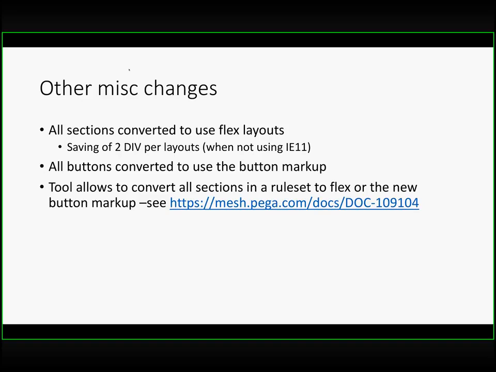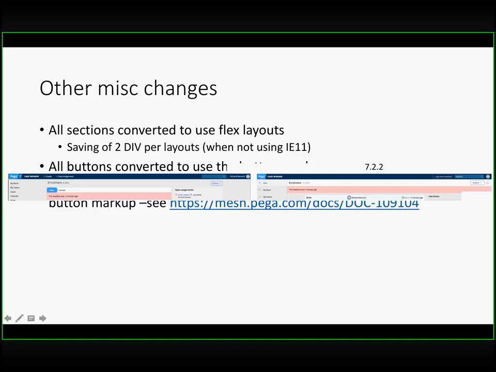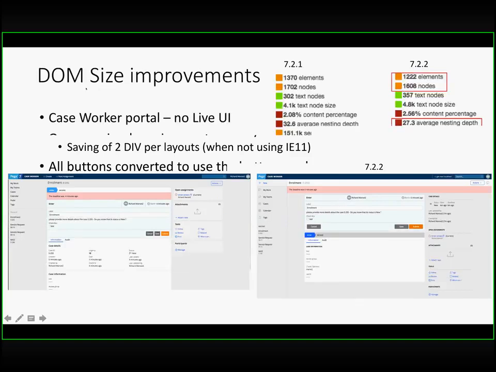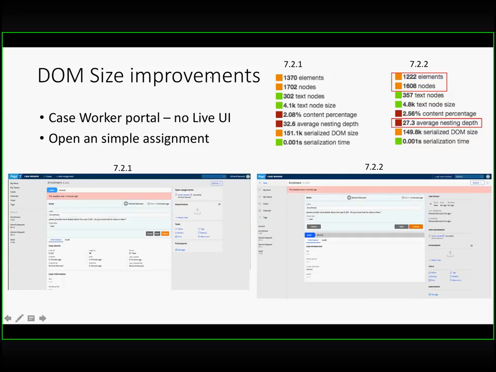The saving is huge, especially if you are not using i11. You are going to save 2 divs per layout, so it's a significant saving. If I look at this DOM size there, this is the same photo, the same case with 7.1 versus 7.2. You're going to see that we have been reducing the average nesting depth from 32 to 27. It's still not a great number. We still want to improve that, but you see that there was definitely a reduction there.